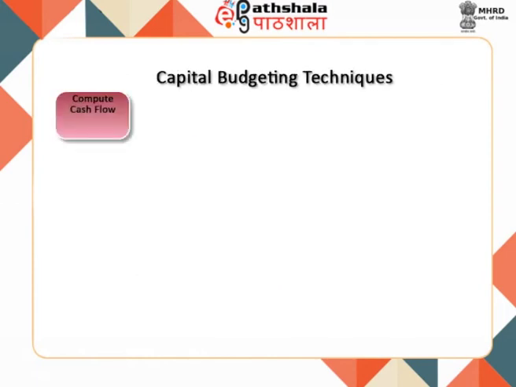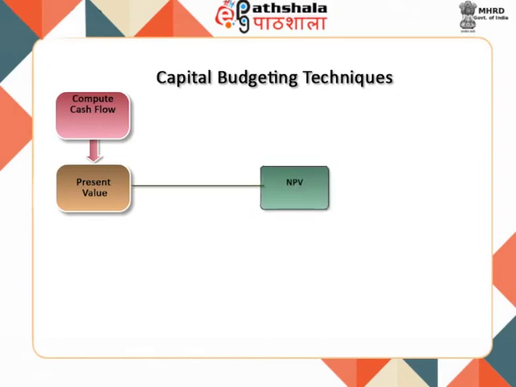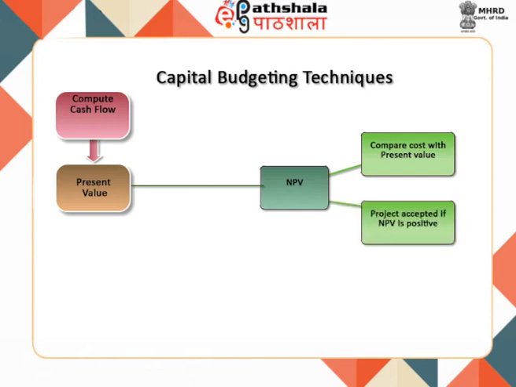After computation of the relevant cash flows, we have an appropriate discount rate at our disposal to compute their present values. We can then proceed to use various capital budgeting techniques to make the investment decision. The most common and the easiest way is to compare the investment or the cost of the project with the present value of the cash flows to be generated by the project. It is also known as net present value, or NPV. Thus, a project is accepted when it has a positive NPV, otherwise it is rejected.